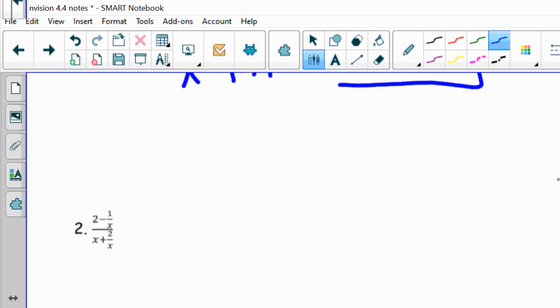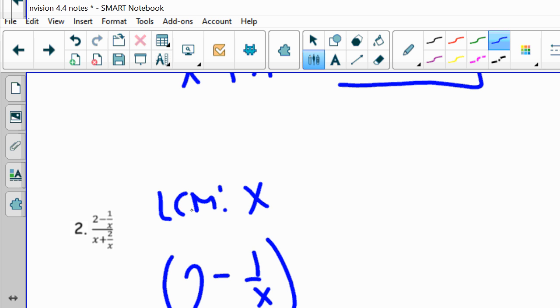2 minus 1 over x divided by x plus 2 over x. Again, I'm going to take my LCM, which on the top is x, on the bottom is also x. So this one won't be that bad. So we'll take the top, 2 minus 1 over x, multiply by x. Over the bottom, x plus 2 over x, multiplied by x.